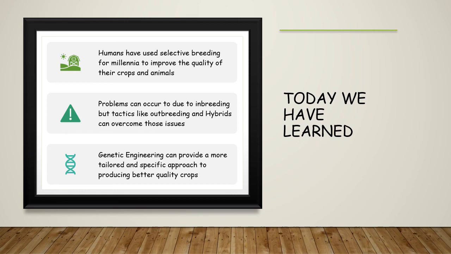And lastly, we talked about genetic engineering, so we can provide a more tailored and specific approach to producing better quality crops. And as I touched on towards the end, that does still have its problems because people don't understand the science, don't believe the science, or just have a fear of the unknown. And this label of Frankenfoods, of people just genetically modifying things and people not understanding that. But it can provide a far more superior and tailored approach to some of the issues we have with food security as we go forward.